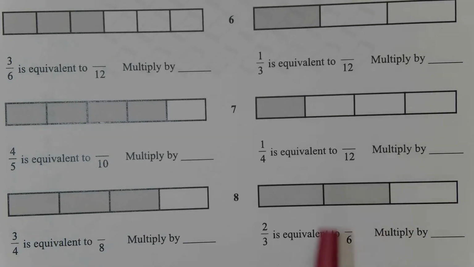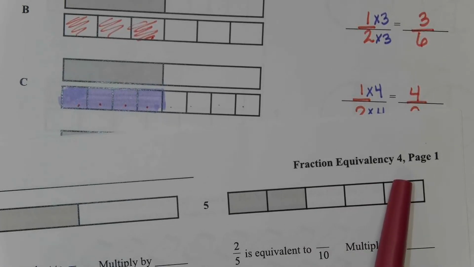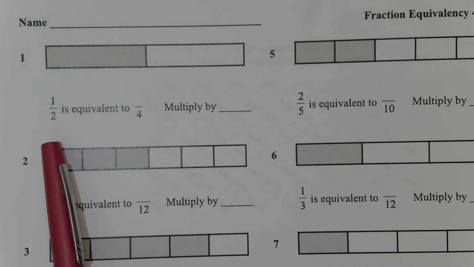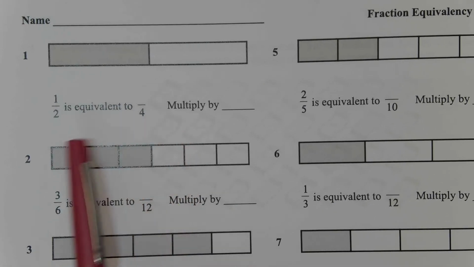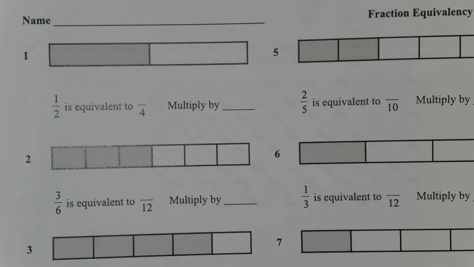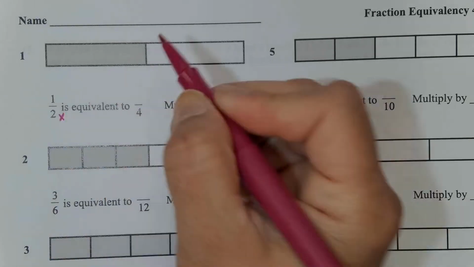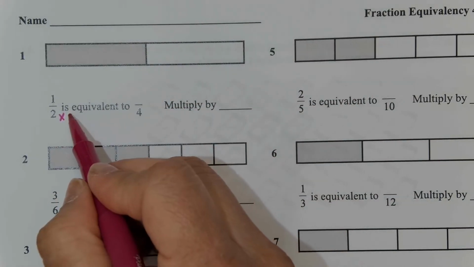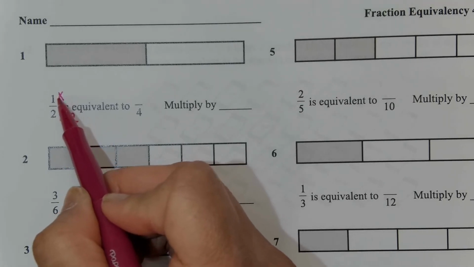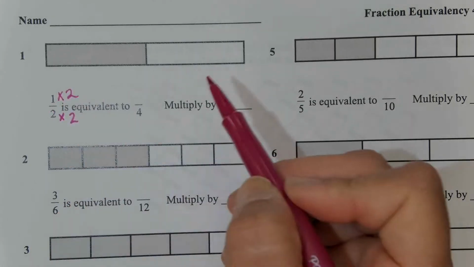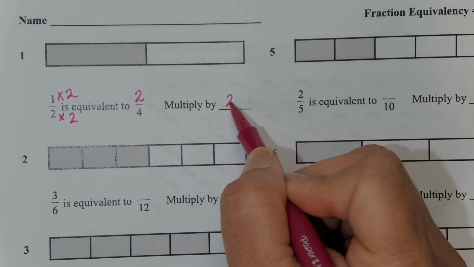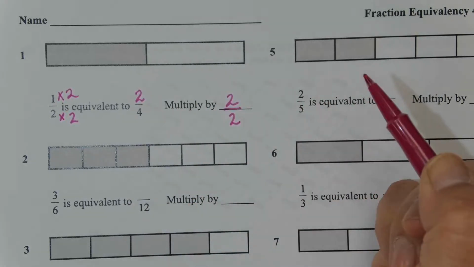Sorry, wrong page. Fraction equivalency is page 4. You're doing page 4. So here you're going to be multiplying again. So half is equivalent to blank over 4. So you're going to ask yourself, 2 times what equals 4? Well, 2 times 2 equals 4. So whatever I do to my denominator, I do to my numerator. 1 times 2 equals 2. So what did I multiply? I multiplied by 2 over 2.